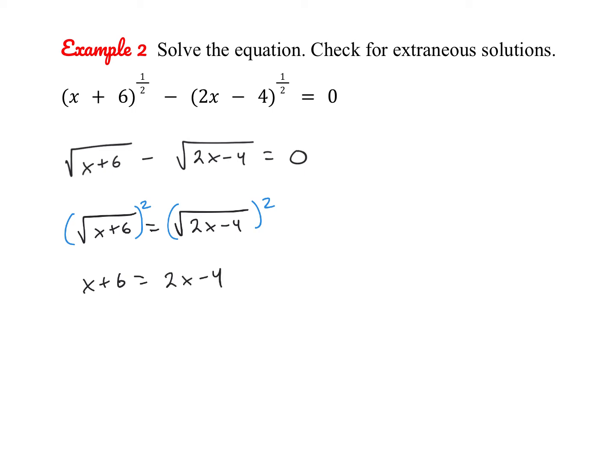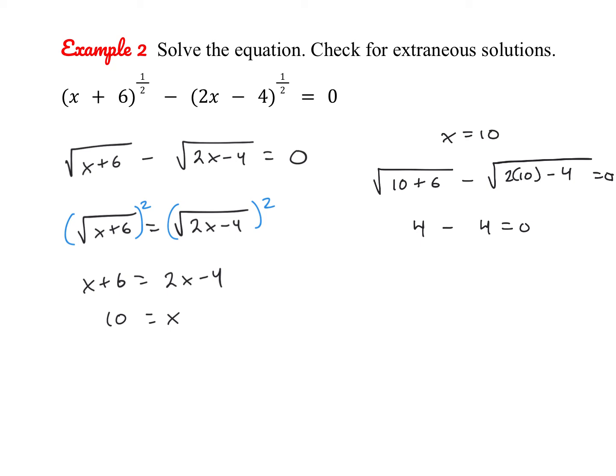And then here we just have a simple linear equation. So we get x equals 10, but because it is an even index, we do need to check our answer. So let's substitute x equals 10. So we have the square root of 10 plus 6 minus the square root of 2 times 10 minus 4 equals 0. So this gives us 4 minus 4 equals 0, which gives us 0 equals 0. So we've confirmed that this is an answer, and it is our only solution.